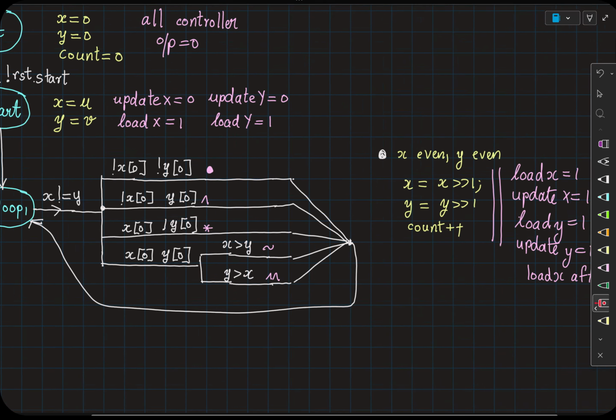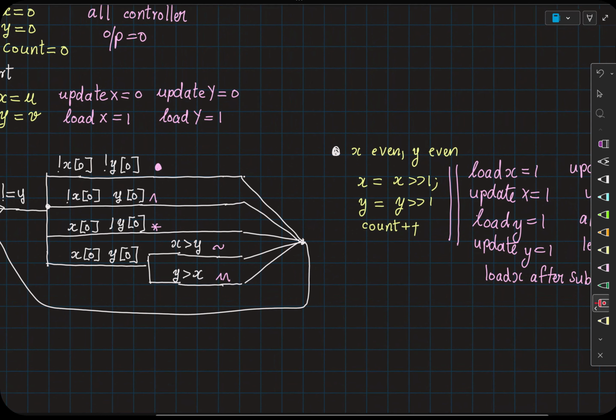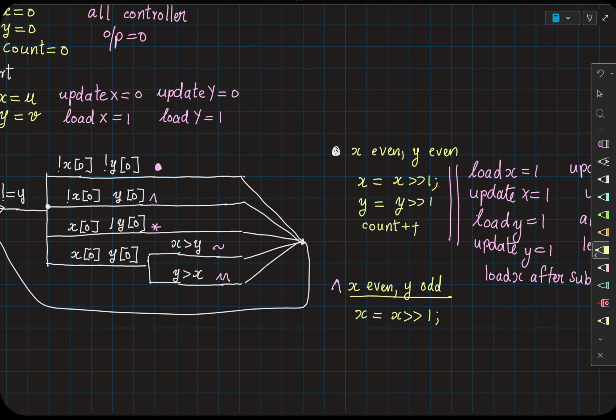Now let's take the second case, where you are looking at X of 0 being 0 and Y of 0 being 1. So this means that your X is even and Y is odd. So tell me, what is the operation you expect to see on X and Y? X should be right shifted by 1. Y has to hold the same value. Count has to hold the same value.